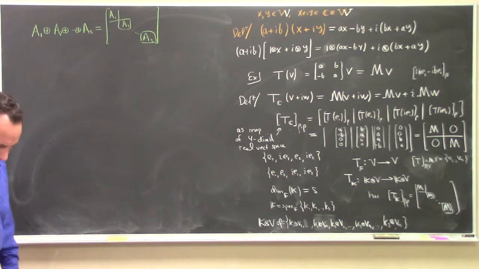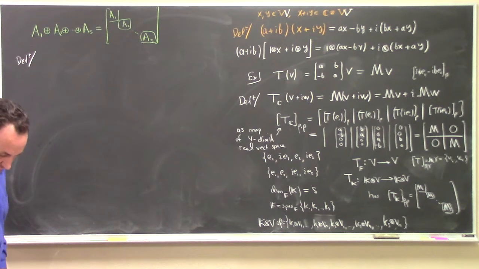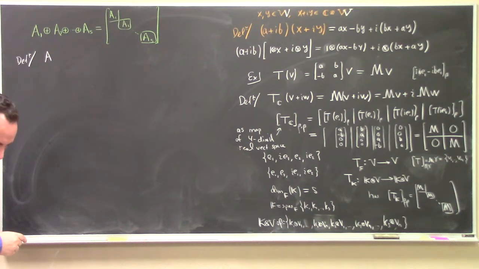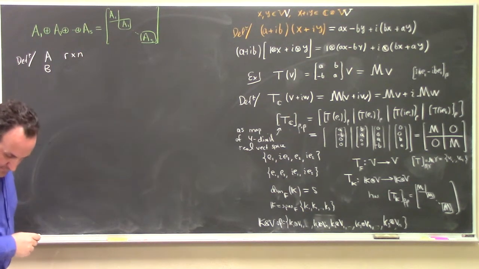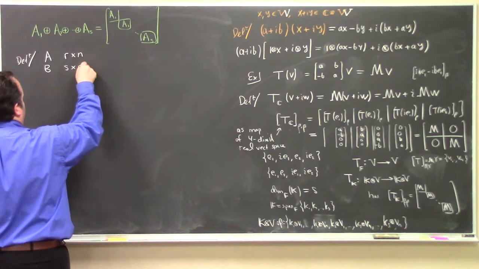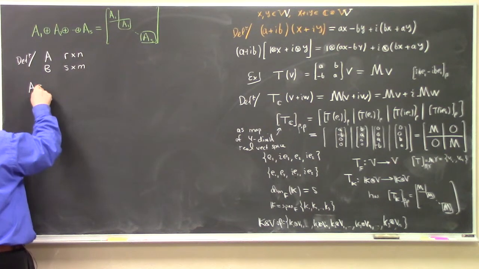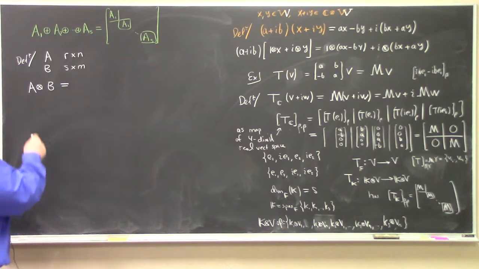But the other thing you can do, definition, is if we have A and B, R by N, and S by M. So A is R by N, B is S by M. Then you can define the Kronecker product or tensor product of A and B, A tensor B. It is an RS by NM matrix.